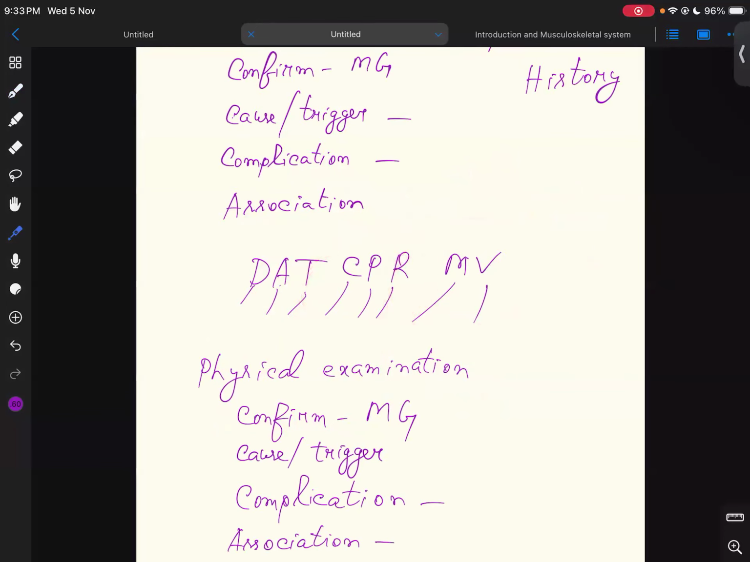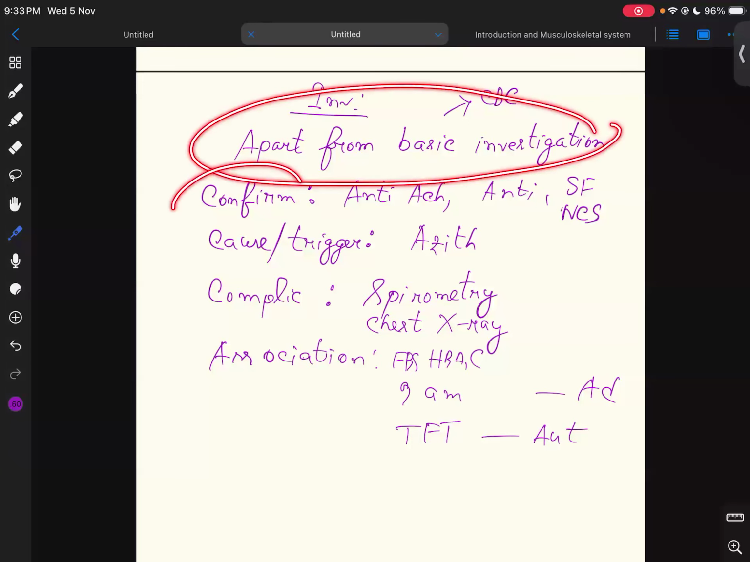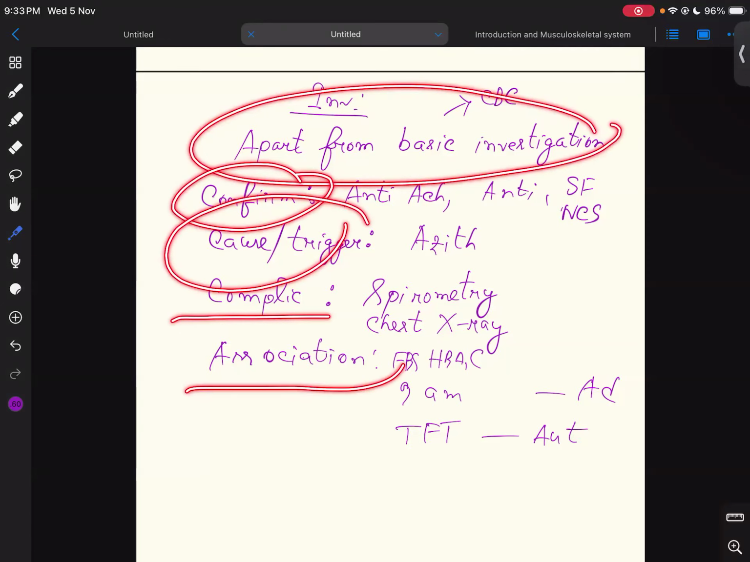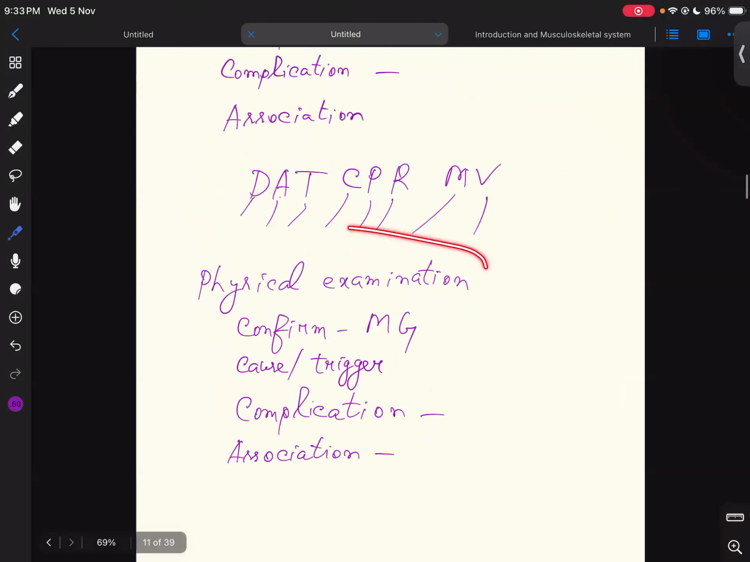It's not that simple. I can guarantee you, if you tell it in this way, you're going to get the full mark. And the examiner will not derail you to any part, because the PACES examiners are so helpful. They want you to be a safe doctor. So if you start like this, apart from basic investigation, to confirm my diagnosis, to find out the cause or trigger, to find out the complication, then to rule out the association, you will not miss any important part in the investigation. So I'm again repeating the physical examination sequence because one candidate has requested.